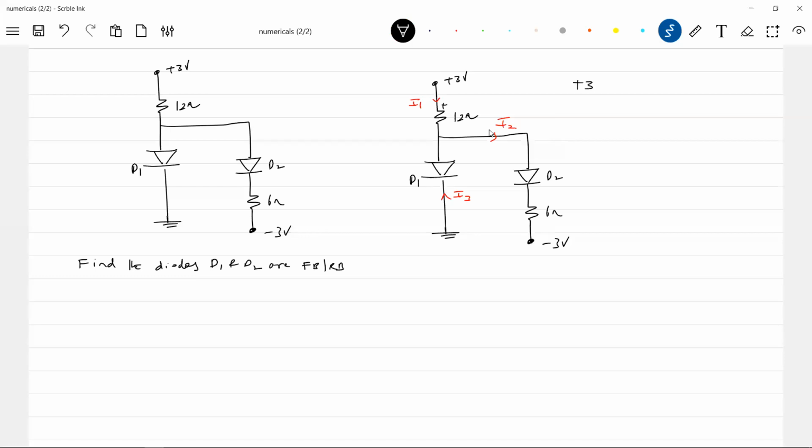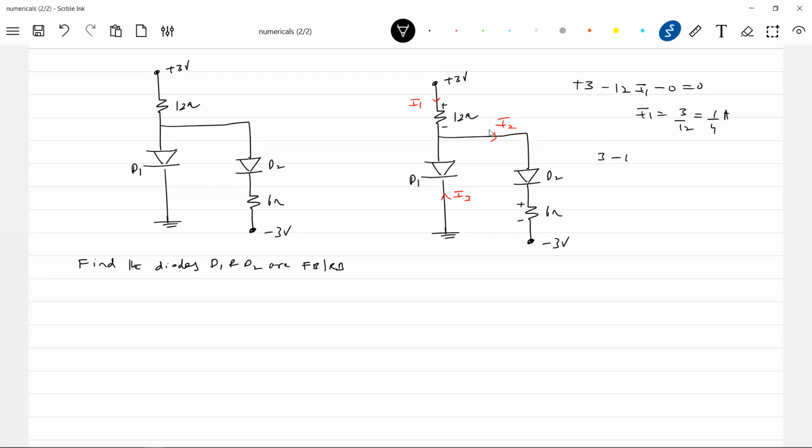Okay, this will be plus minus. 3 minus 12I1 equal to 0. I'm writing the loop equation for this part, assuming the direction like this. Then we'll get I1. So I1 will be 3 by 12, that is 1 by 4 ampere. Now I know I1, so again I'll write the loop equation.